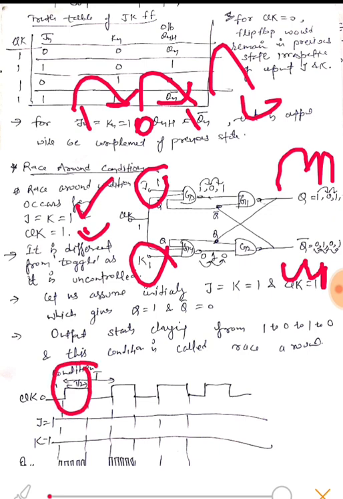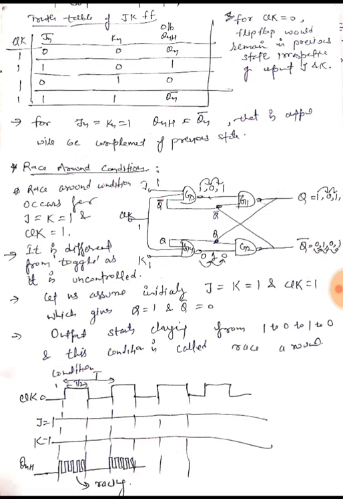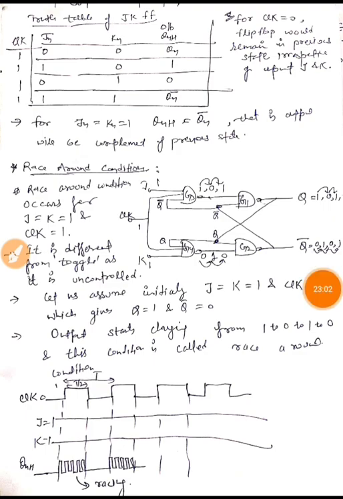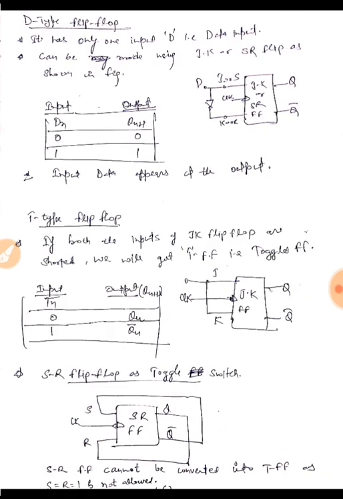If clock is high, then Qn is high, then 0, then high, then low, then high. In the same pulse, it would keep on changing. The output will keep on changing when K is equal to 1 and J is equal to 1. This is called the race around condition, when output keeps on changing. Okay, now let's see two more flip-flops.